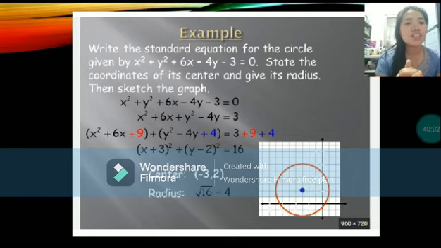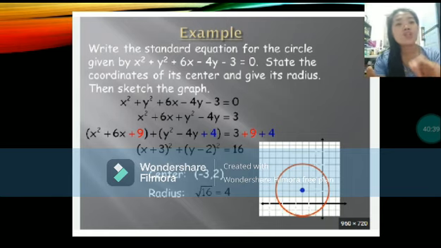Therefore, we can locate the center. The center is (-3, 2), and the radius is the square root of 16, which is equal to 4. So we locate the center (-3, 2), which is in the second quadrant. After locating it, we count 4 units to the right and 4 units to the left from that center, and then 4 units upward and 4 units down. Then sketch the graph of that circle.